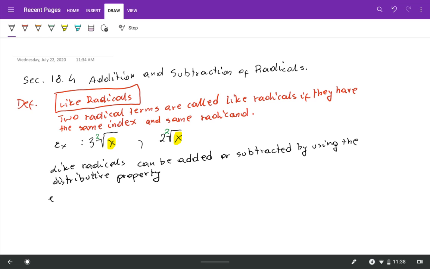So let me give you an example: 3 square root of x plus 2 square root of x. We have like radicals, so we can add them. How are we going to apply the distribution property? We're going to distribute the radical of x outside of the parenthesis, and we're going to add the numbers in front of the radical. So this is 3 plus 2, square root of x, and that will just give you 5 square root of x. Okay, so let's do a couple examples to practice.